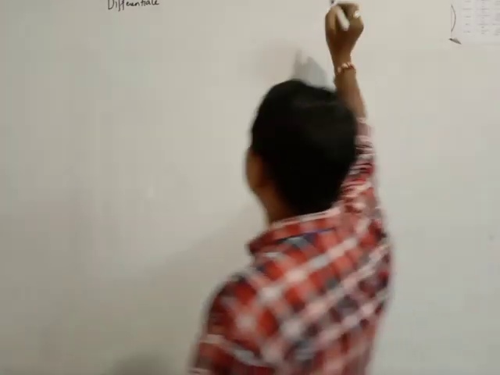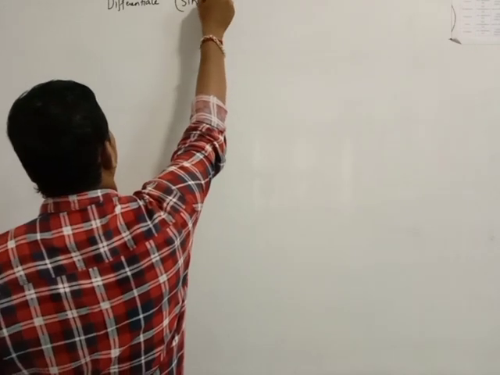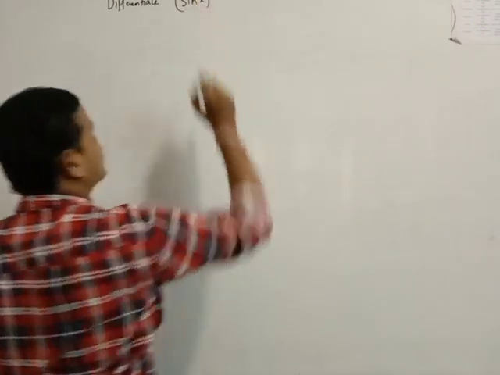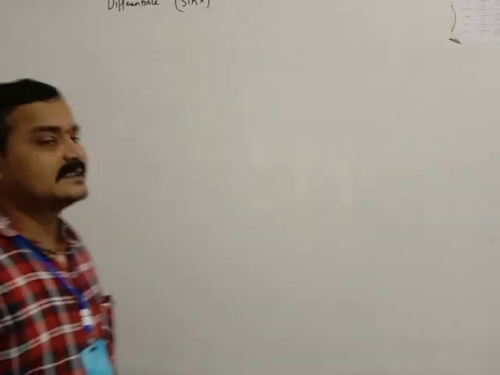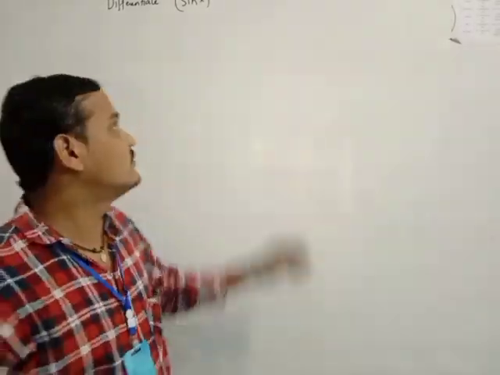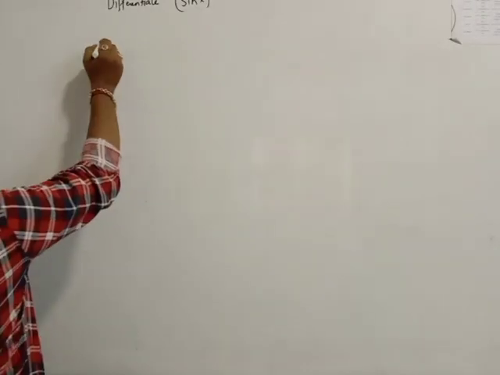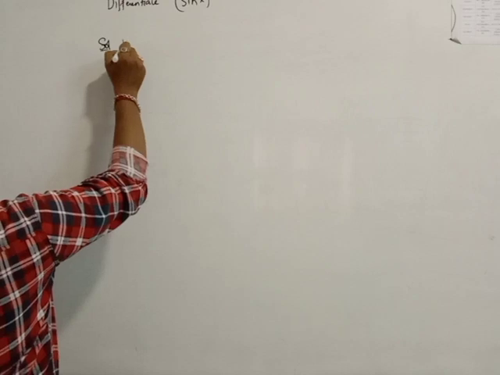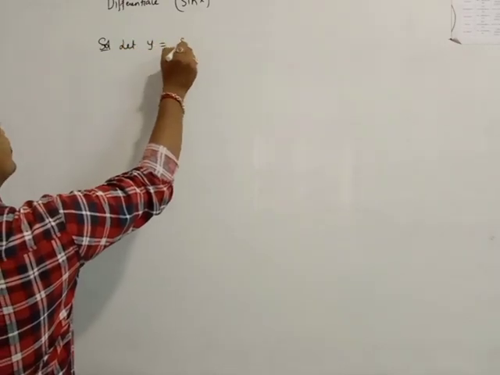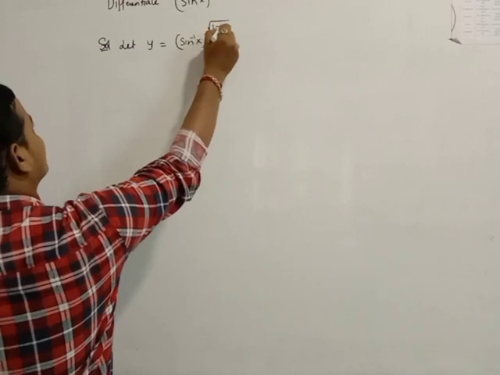Differentiate sin inverse of x whole to the power of root over 1 minus x square. It is also in the same method, function to the power of function. The down function is sin inverse x and the up function is root over 1 minus x square. Solution: let y is equal to sin inverse of x whole to the power of root over 1 minus x square.